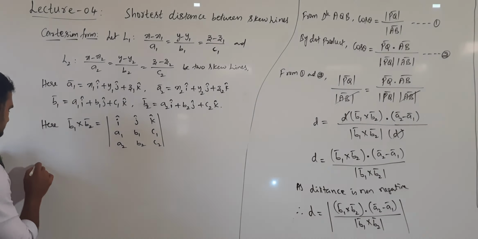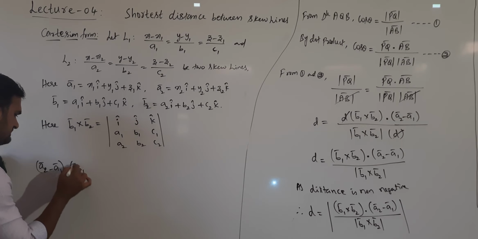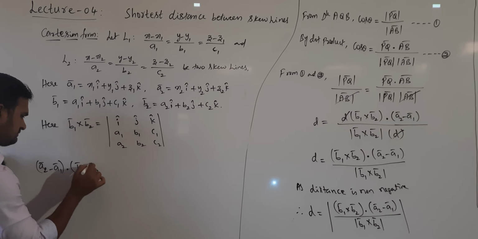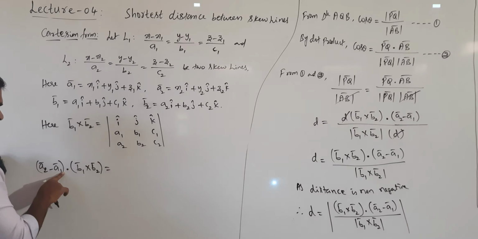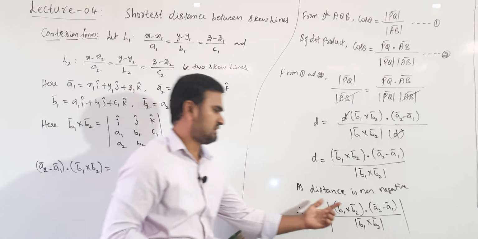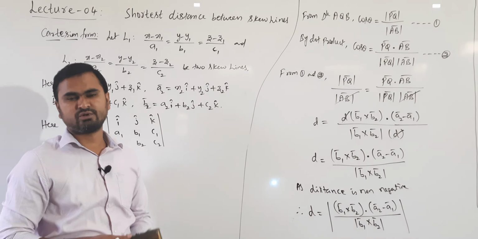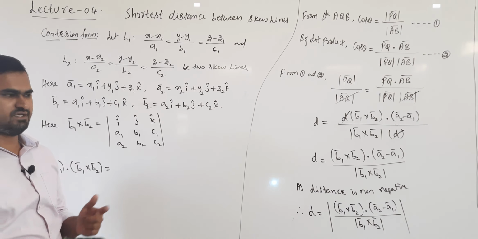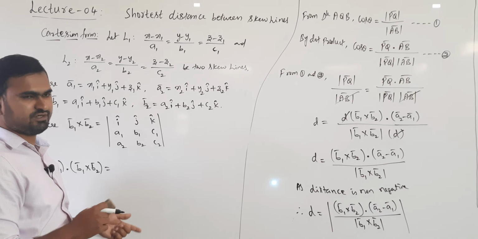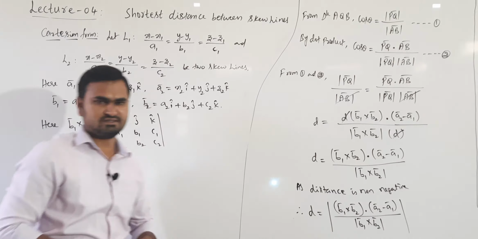Okay, so here a2 minus a1 dot b1 cross b2. See, it is a dot b or b dot a, both are same only. Here we are taking in the form b dot a or a dot b, both are same because dot product obeys commutative law. So whether you take a2 minus a1 dot b1 cross b2 or b1 cross b2 dot a2 minus a1, both the values are same only.